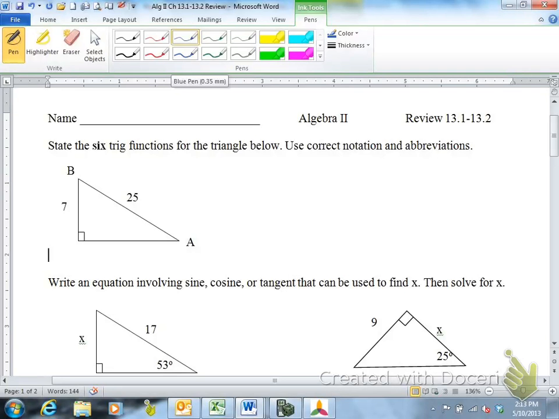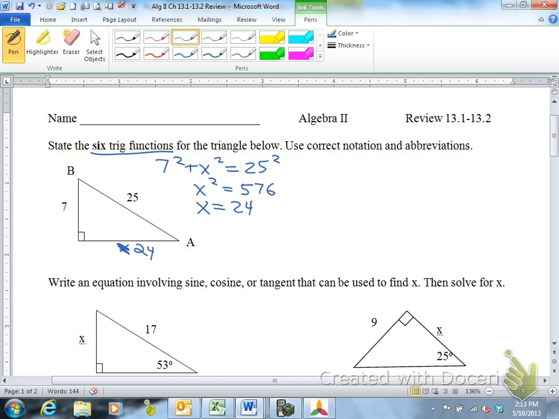This is a review from section 1 and 2. Find the 6 trig functions. You need to find this side. You can use Pythagorean theorem. So that would be 7 squared plus x squared equals 25 squared. When we solve for x, we'd have x squared equals 576. So x would be 24. So that would be this side, is 24.